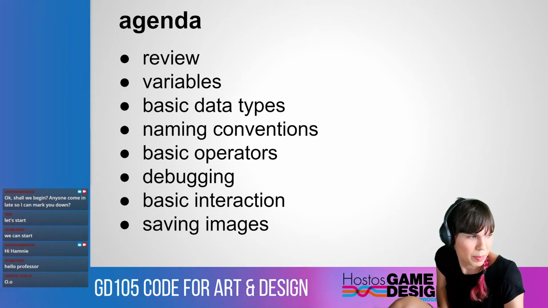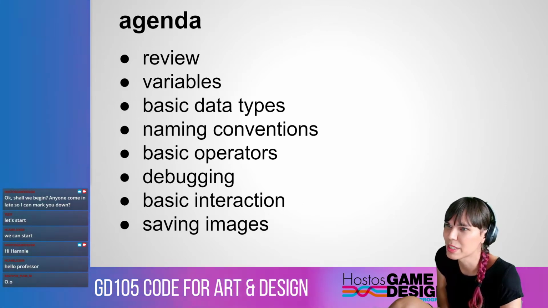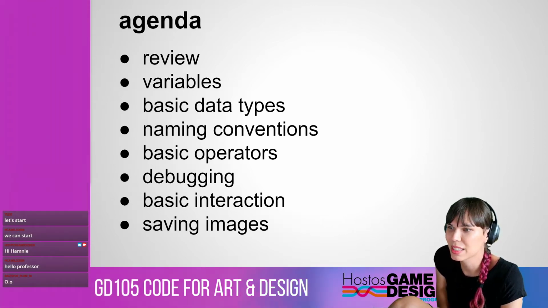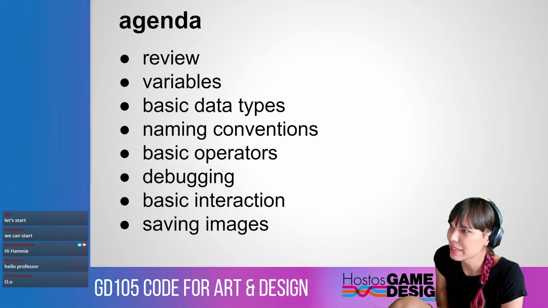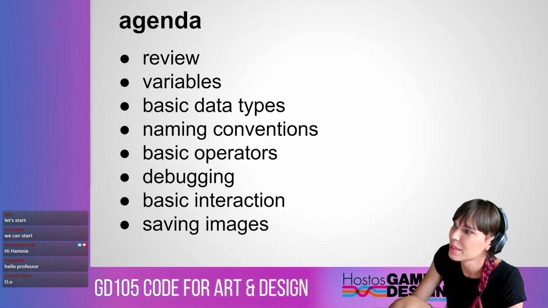We're going to review some stuff. We're going to talk about variables, data types, naming conventions, basic operators, and some interaction. If we get into the last stuff, we will, but you're probably thinking, I don't know what any of this stuff is, which is okay.